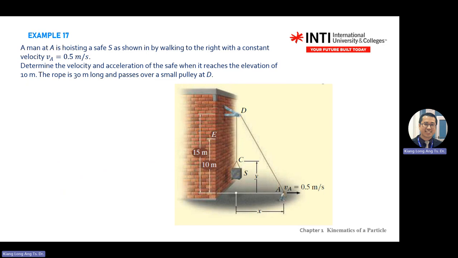So this one from zero. This person moved to the right and want to find what is the velocity when it reached point E. Velocity and acceleration when it reached point E. The rope is 30 meter. Here to here is 30 meter. Pass over a small pulley at D. Okay, so you need to think how you build an equation based on this scenario. And this one is more realistic, lah. You'll see this kind of problem when you go to work. You need to solve.